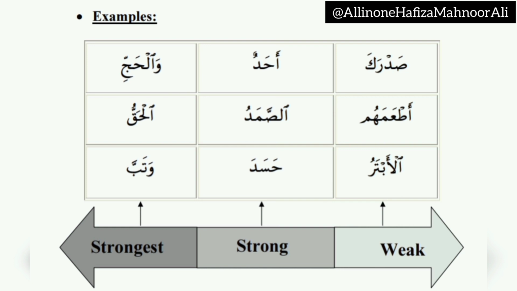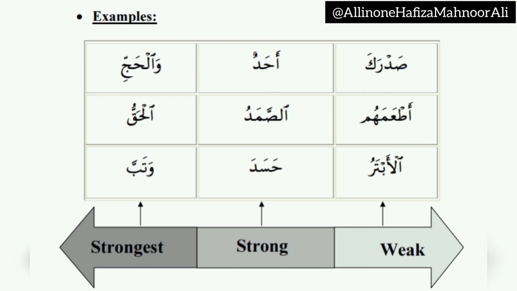And this one is the weak qalqalah. I will explain later what weak qalqalah, strong qalqalah and strongest qalqalah are. These are the 3 types of qalqalah. Inshallah, we will learn them. So first is sadrak. On the dal, I'm doing the qalqalah. If I read it without the qalqalah, it will be sadrak. So I'm not applying the qalqalah here. If I apply the qalqalah on the dal, it will be sadrak.